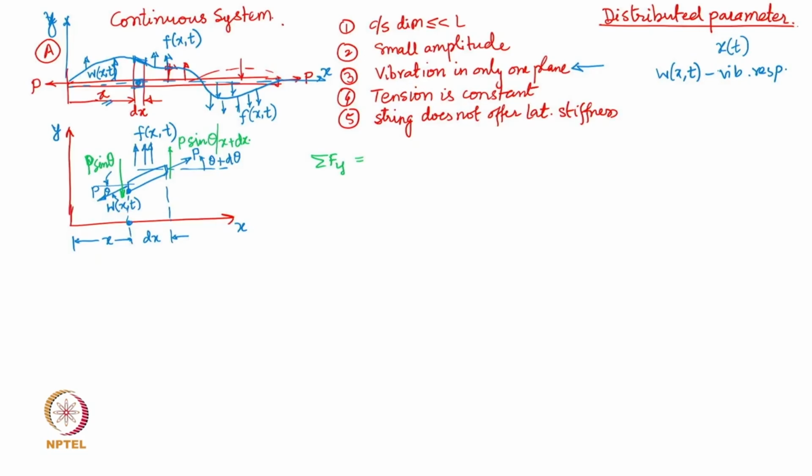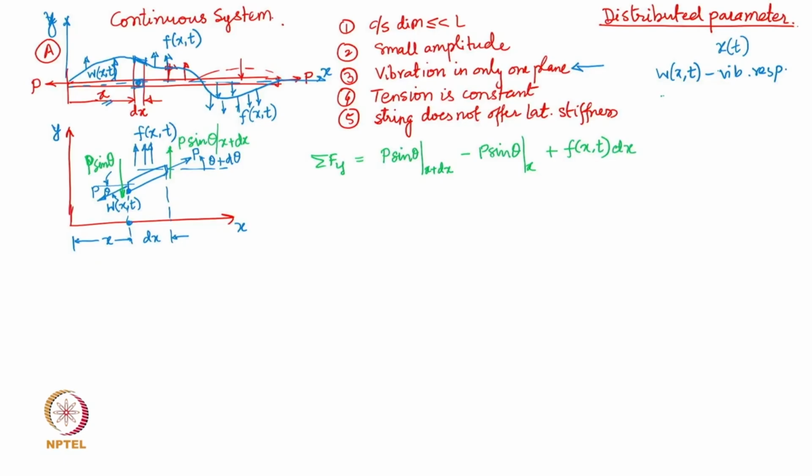Okay, so these are the two forces which are acting. Now the net force is going to be how much? P sine theta at x plus dx, minus P sine theta, this is the force at x, plus f of x comma t, that is the external force acting on the string, times dx, because that is going to be the total force in the small elemental length dx.